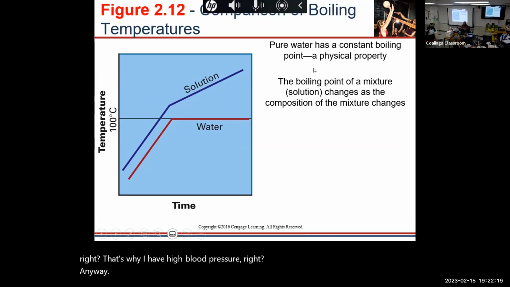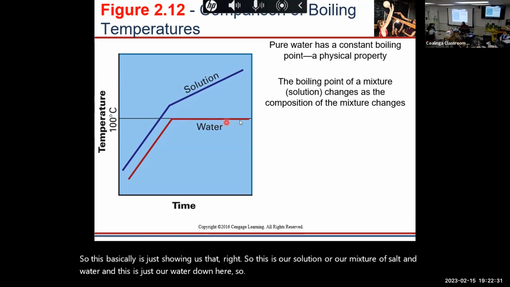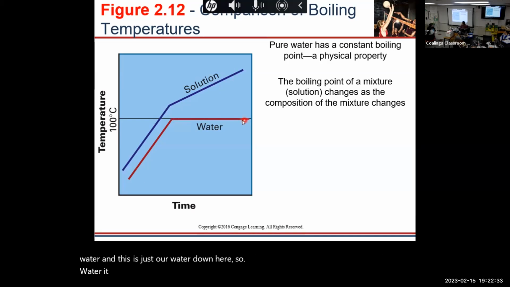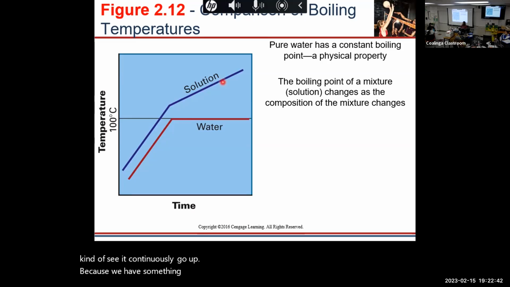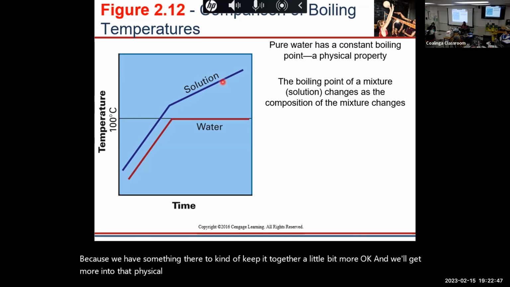So this basically is just showing us that. This is our solution, our mixture of salt and water, and this is just our water down here. Water, when it gets to 100 degrees, that's where its boiling point is set. And then our solution, you can see it continuously go up because we have something there to keep it together. We'll get more into the physical aspects of things. It's going to play a part in us understanding how chemicals are going to behave together.